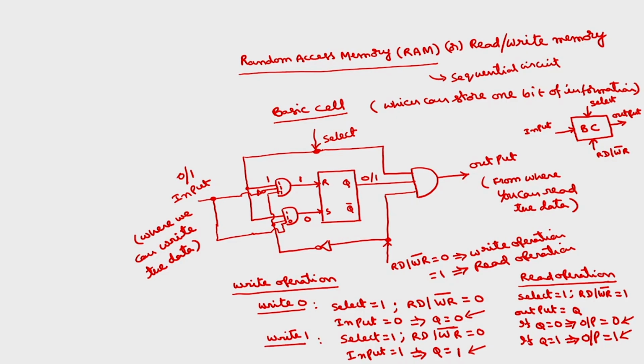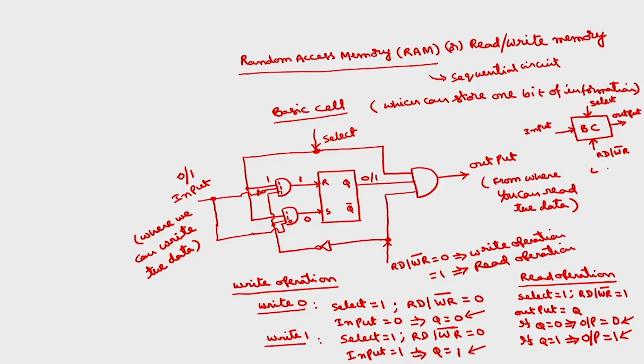Now using this basic cell, we can construct any big memories. Suppose I want a 4 by 2 RAM, 4 by 2 random access memory.